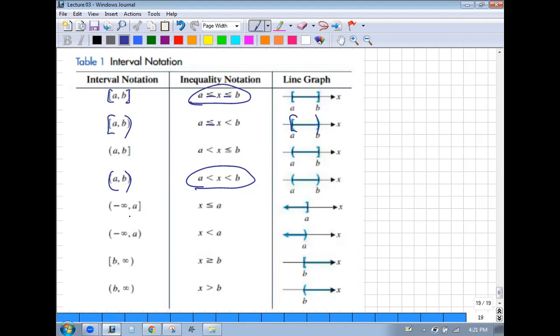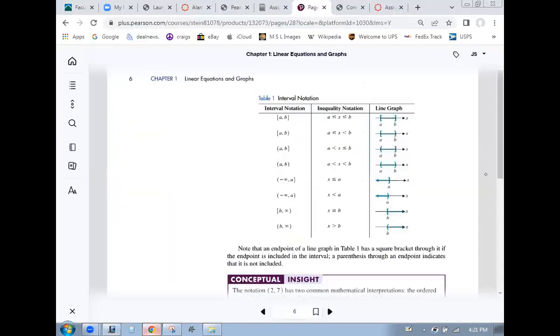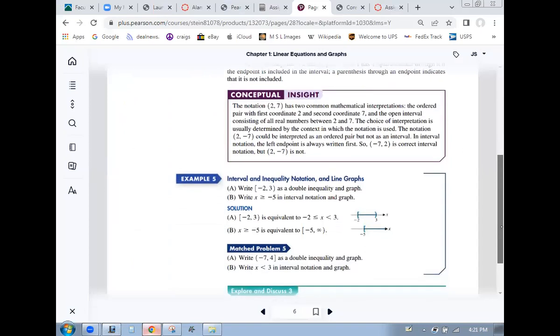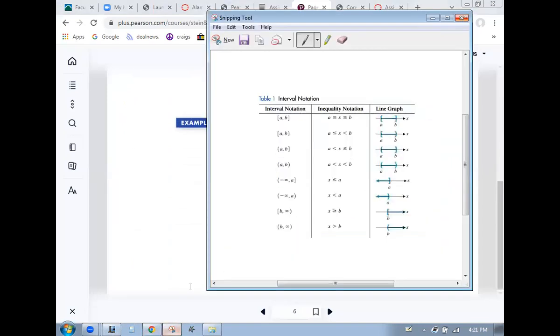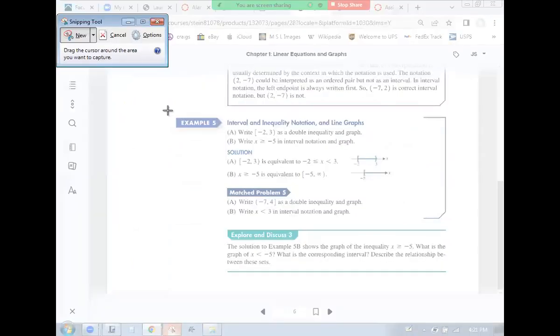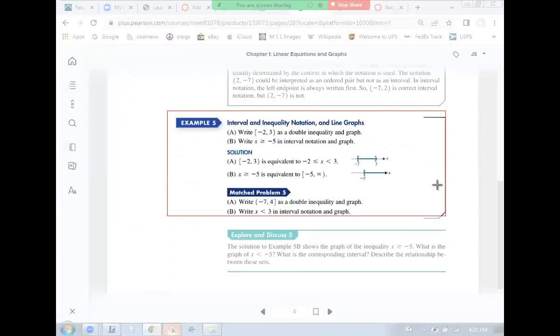When it comes to infinity or negative infinity, that's always a round bracket. You never put a square bracket with infinity because infinity is not a number. It's a direction, right? You never actually get there. That makes sense. So I think y'all could figure this stuff out. That's not too complicated. There are some more symbols that we want to deal with, which I guess we'll get to here soon.